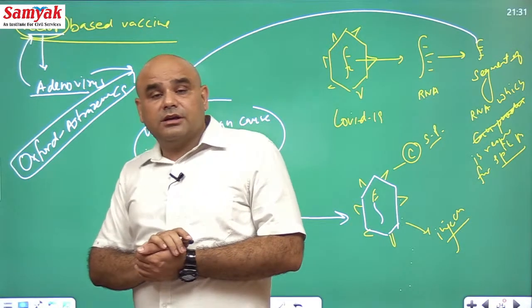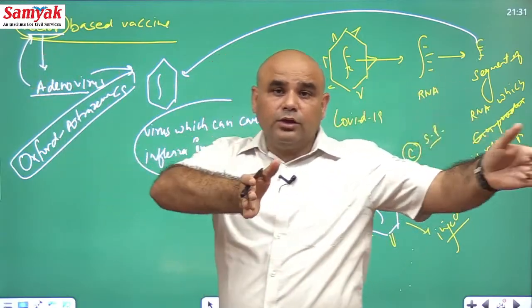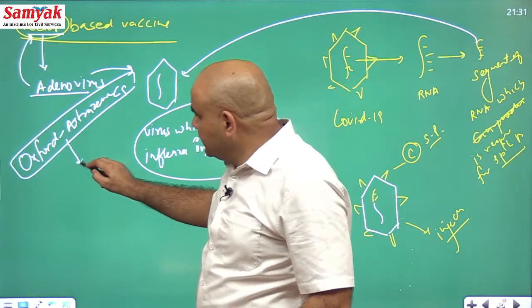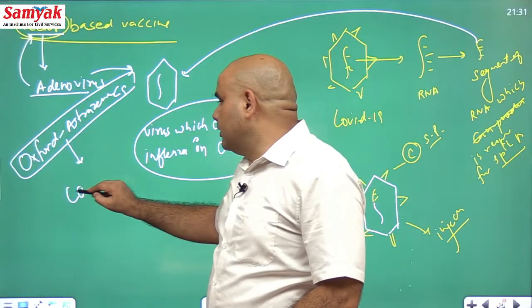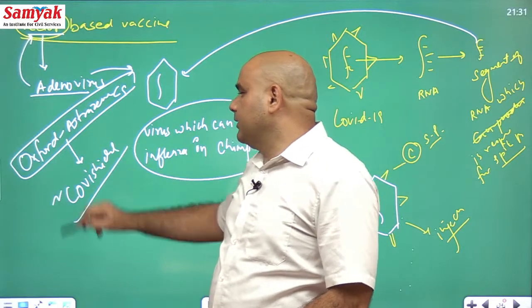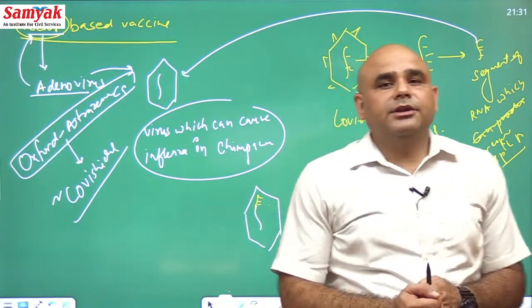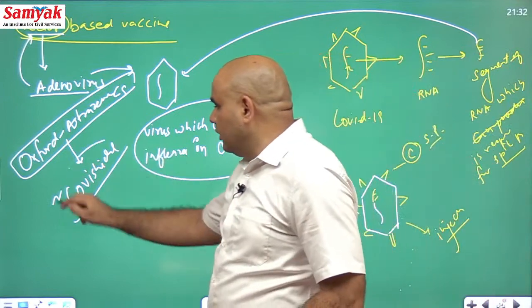Oxford AstraZeneca. Now, what is the Oxford AstraZeneca vaccine? In India, you will never hear this term. This Oxford AstraZeneca vaccine was licensed in India and it was produced with the name Covishield by the famous biotech company of India, Serum Institute of India. So that is all about Covishield.